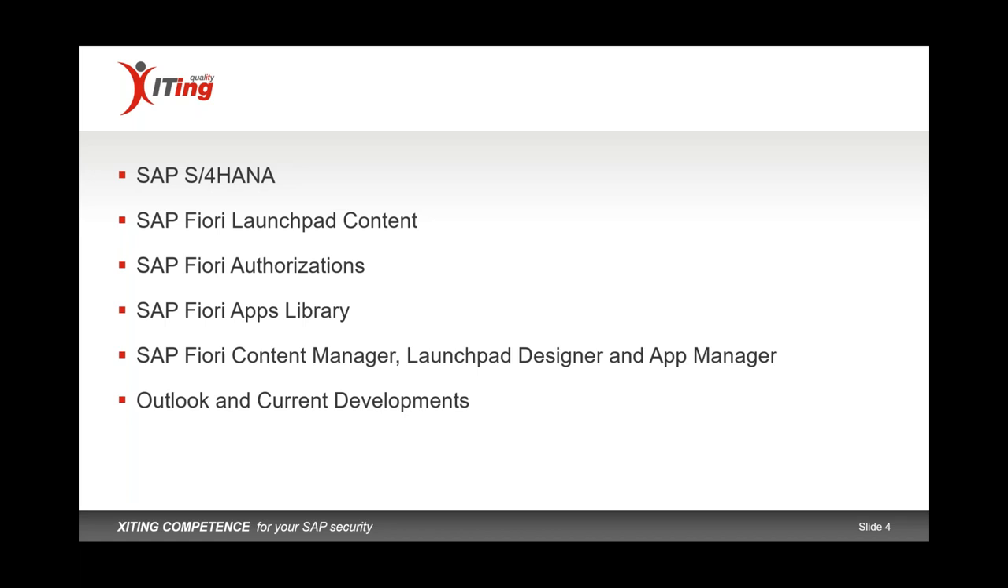We want to give you a very good overview so you know what needs to be done in which tool and what's the intention of the tool. We'll be talking about the Fiori apps library, where we can find all the Fiori apps that are available. There's more than 12,000 of them. And from the apps library, we get a lot of knowledge of how we can implement the app for our end users. And then also a little bit of an outlook in the future.